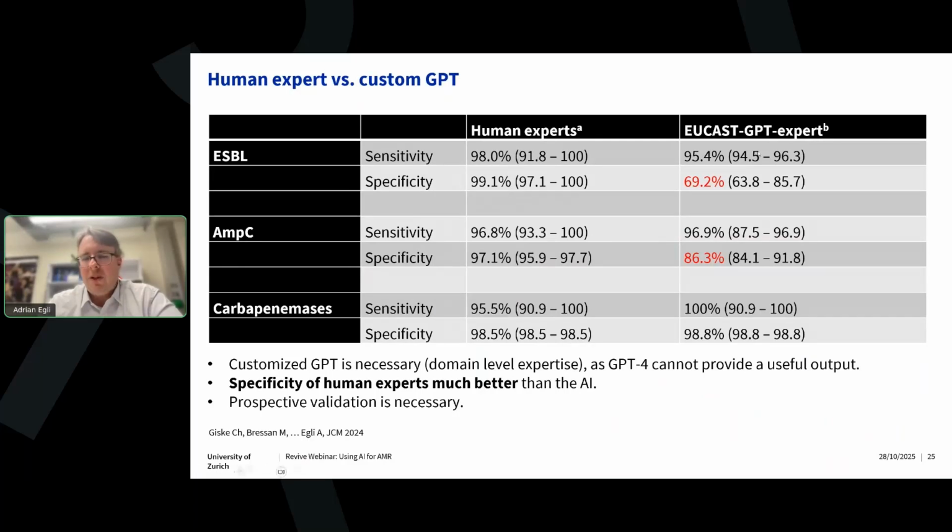Now, when you use the GPT expert, you can see that the sensitivities are also very nice, 95%, 96, even 100%, but the specificity is low. So for ESBL, it too often said there's an ESBL despite the fact that there was none. And when you ask ChatGPT also several times, you do that 3 times, it sometimes also gives you a different response. And that's also quite interesting, I have to say.